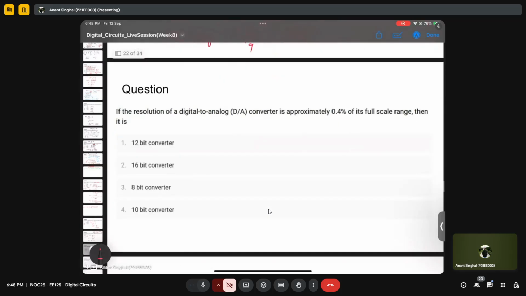Okay, let's see this. So it says if the resolution of the digital to analog converter is approximately 0.4% of its FSR, then it is a... okay, this is actually a good question and a very basic question. Please try to solve it by yourself and then I'll also try to solve it. Maybe you can take 2-3 minutes and let me know what is the answer.